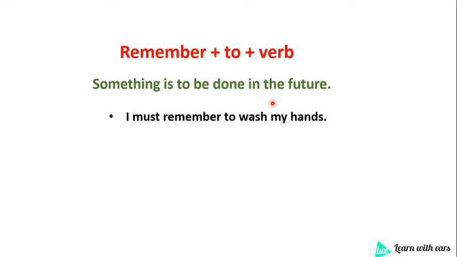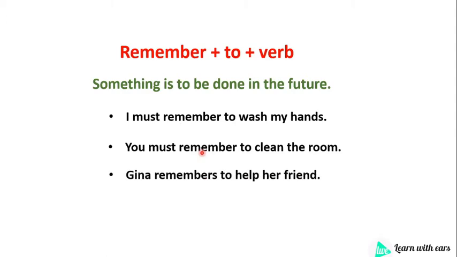I must remember to wash my hands. It means I am not washing my hands right now, or there is no memory from the past. This action needs to be done in the future, right? Next, you must remember to clean the room. Next, Gina remembers to help her friend.